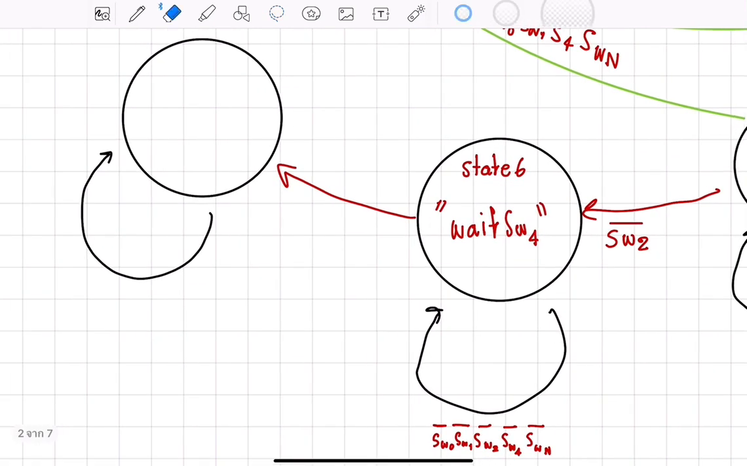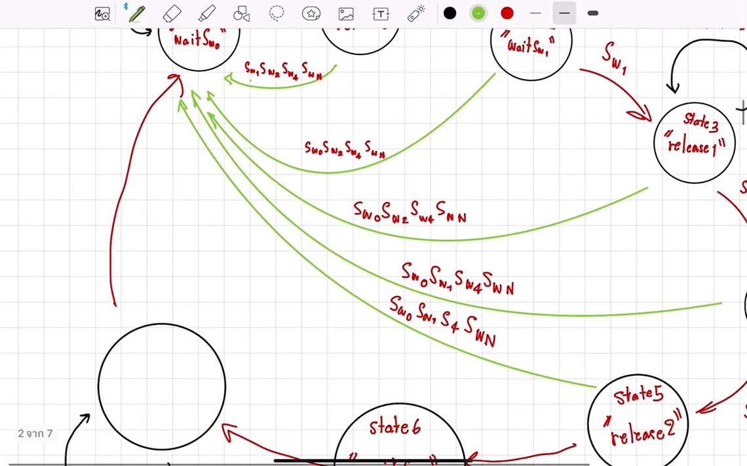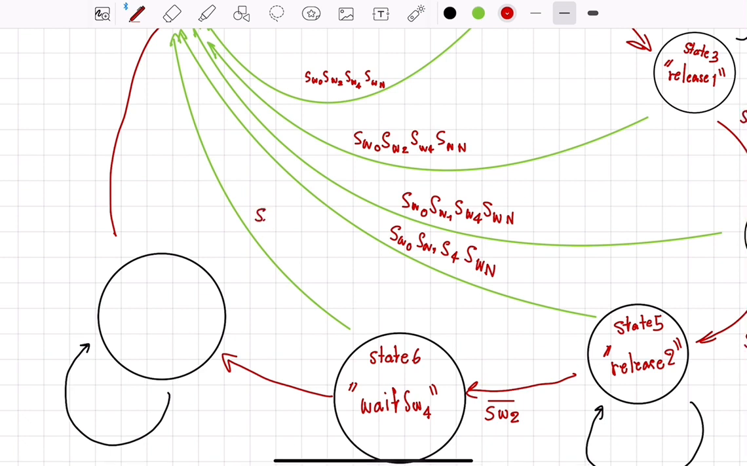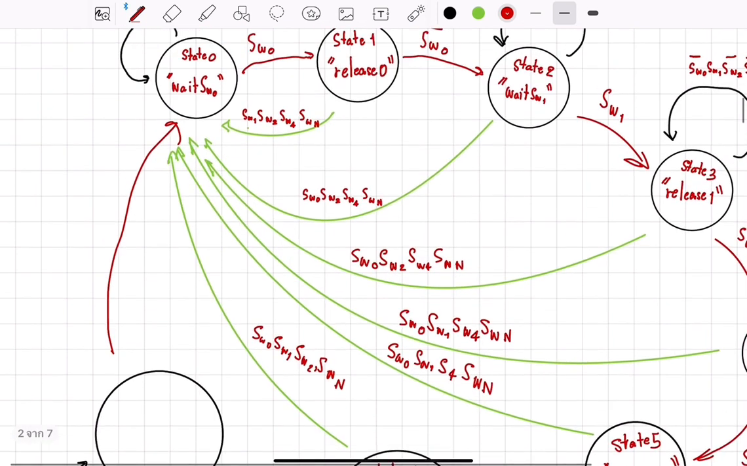When I put switch 0, switch 1, switch 2, switch N, I go to state 0. I push switch 0, switch 1, switch 2, switch N, I go to state 0.